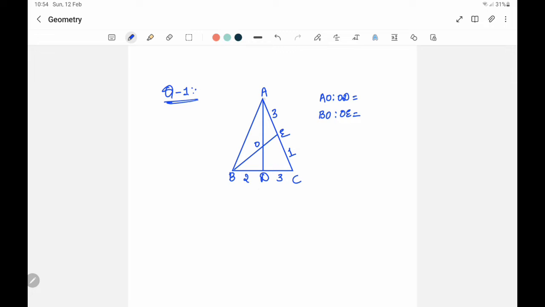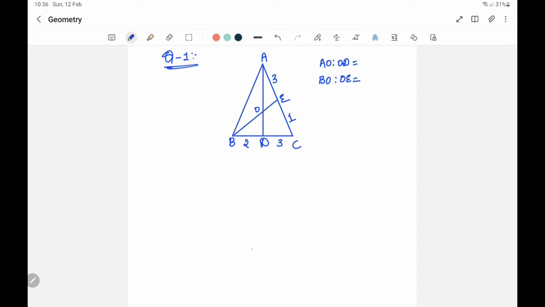So we shall apply this concept in questions where you will be given a triangle and a line segment connecting one vertex to the base at the other end, which divides the base in a certain ratio, and you will be asked to find the ratios. Say for example, here in this figure, AD is dividing BC in the ratio 2:3, and similarly BE is dividing AC in the ratio 3:1, and you are asked to find AO is to OD and BO is to OE. Now we shall solve this question with the help of mass point geometry, and we'll see how it helps in solving these kinds of questions.